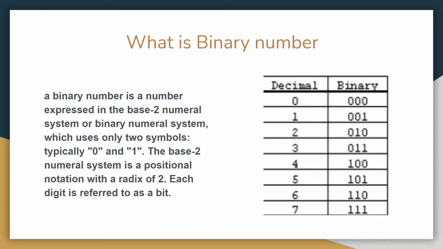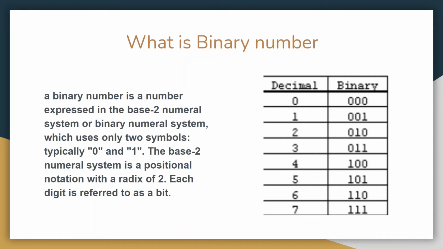Now think about how there are 10 digits in decimal, 0 to 9. If you want to go to the next number after 9, you have to merge two decimal digits, that is 1 and 0. That makes 10.